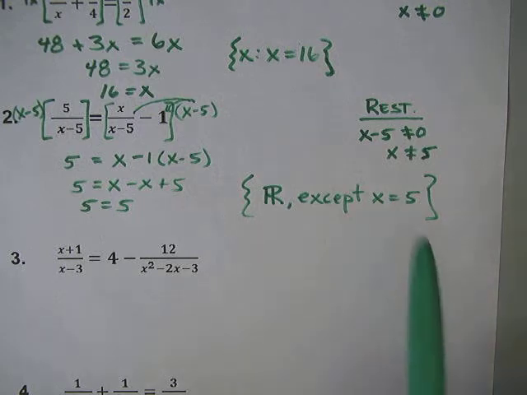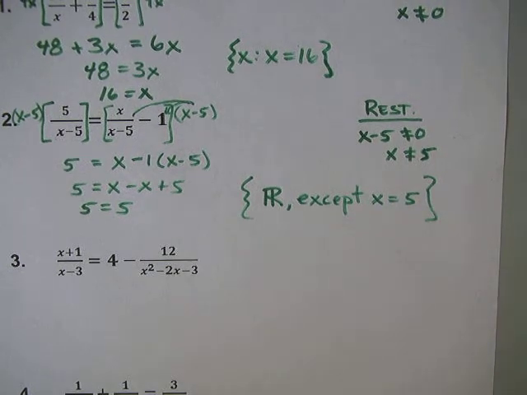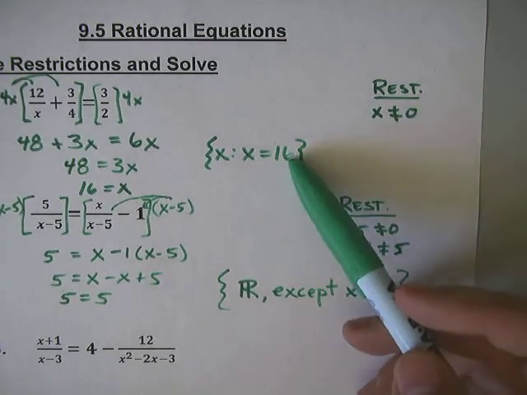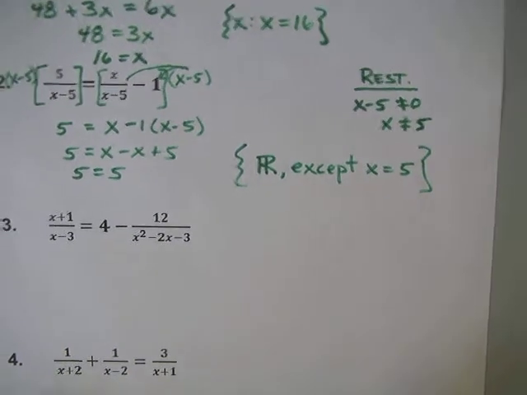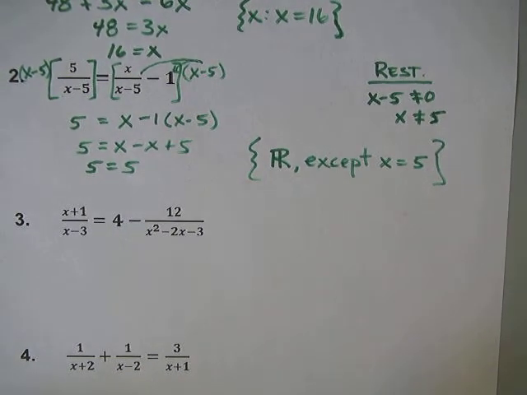So I can pick any number I want, fraction, decimal, whole number, whatever. Okay, all of them will work except for 5. And that's where that restriction comes in handy. Sometimes it doesn't come in handy at all, like on the first one, but other times it does, like on this one.